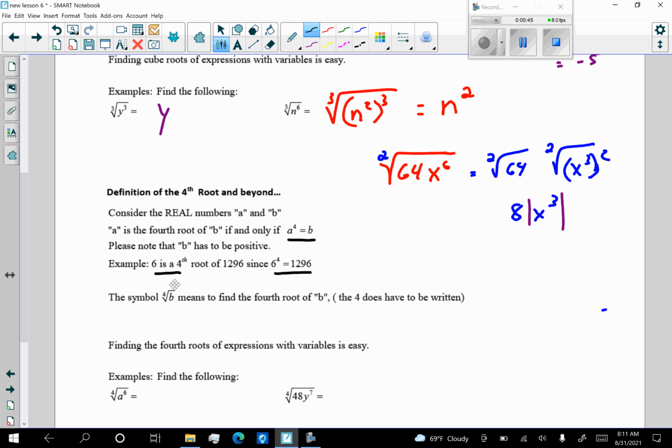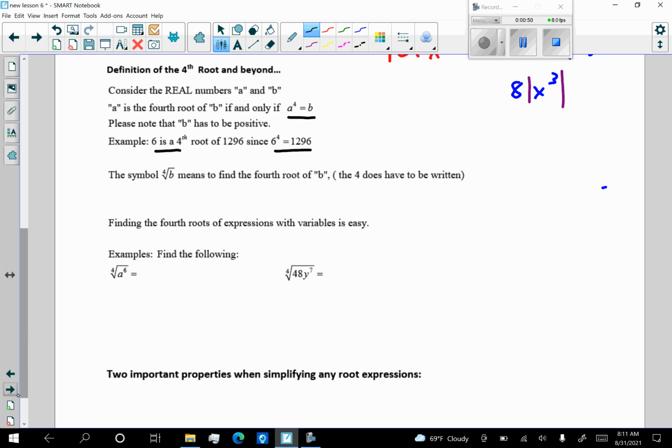Finding the fourth root of expressions with variables is easy, so let's go ahead and do it. Here's what I would suggest. You don't have to do this. Some people can just see it, and if you can see it, that's fine. But if I wanted the fourth root of a to the sixth, I'm going to use that product property and split a to the sixth up into two factors. So I'm going to say this is the fourth root of a to the fourth times the fourth root of a squared.